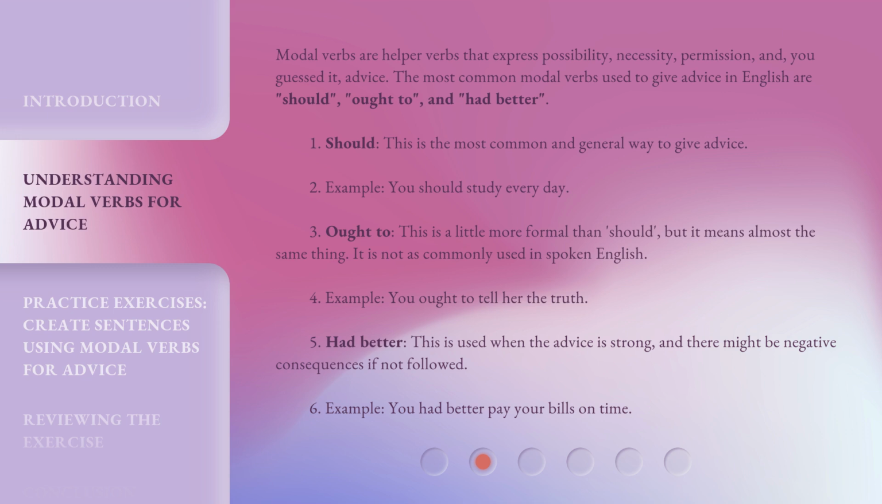3. Ought to. This is a little more formal than should, but it means almost the same thing. It is not as commonly used in spoken English. 4. Example: you ought to tell her the truth. 5. Had better. This is used when the advice is strong, and there might be negative consequences if not followed. 6. Example: you had better pay your bills on time.